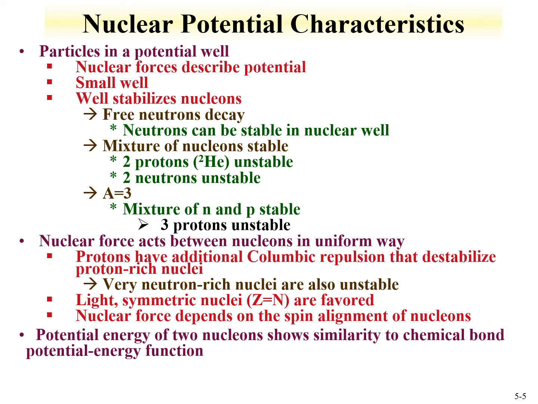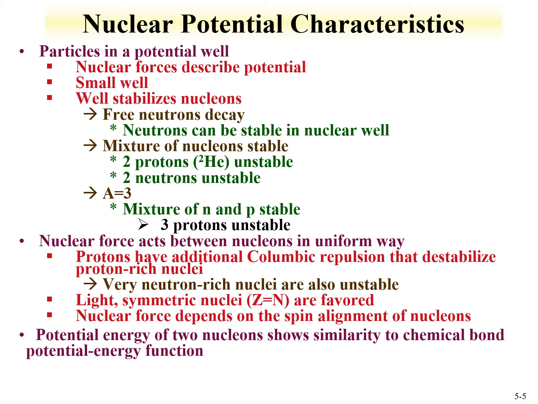But if I have a proton and a neutron together, that's deuterium, that's a stable nucleus. And I can also imagine that with A of 3, I can get mixtures of protons and neutrons that are stable. However, 3 protons would be unstable. And this nuclear force within this potential acts upon the nucleons in a uniform way. Protons have this Coulomb repulsion that acts to destabilize the nuclei.